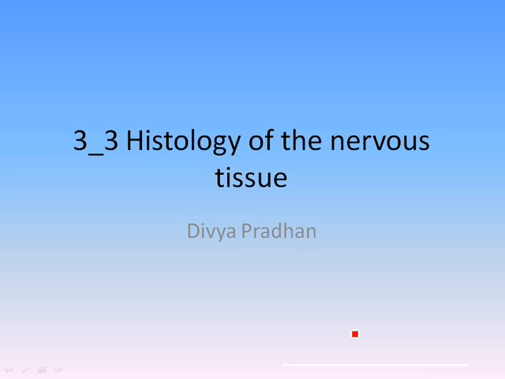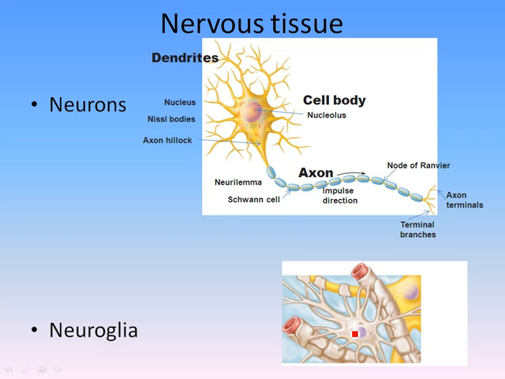nervous tissue. The nervous tissue is highly cellular and made up of two types of cells. The neurons, or the excitable nerve cells, right here, and the neuroglia, or simply glial cells, or the supporting cells. We are going to talk about the neurons in detail.